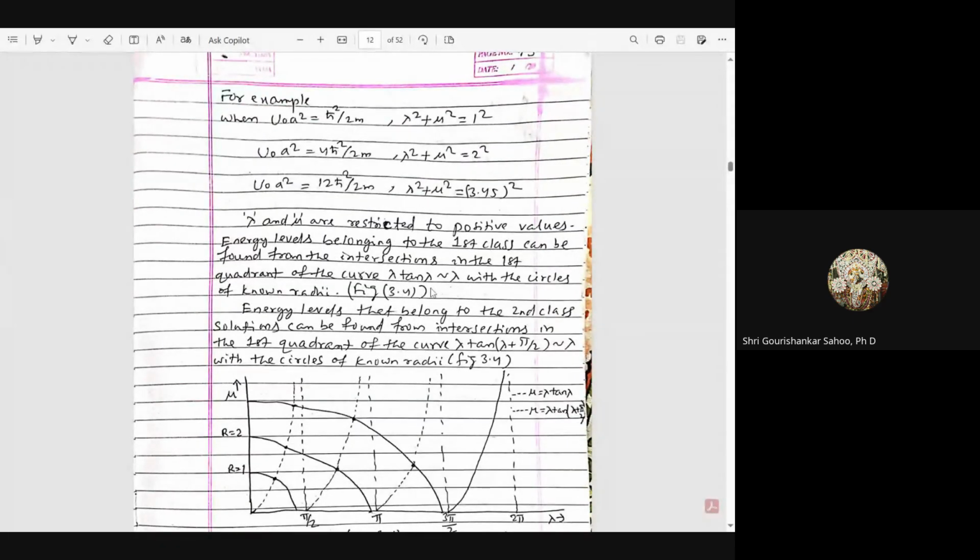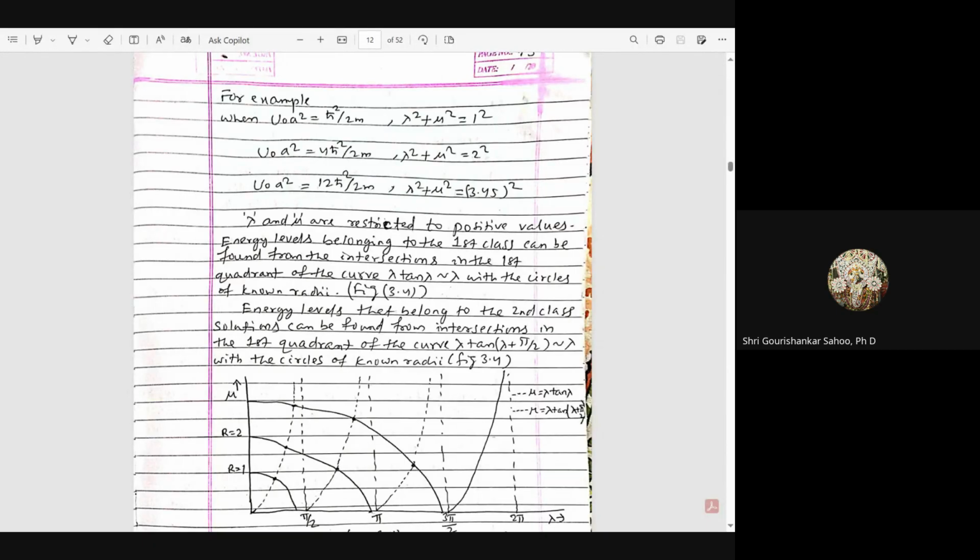You can see u0 a square is equal to ħ square by 2m, lambda square plus mu square is equal to 1 square; u0 a square is equal to 4ħ square by 2m, lambda square plus mu square is equal to 2 square; u0 a square is equal to 12ħ square by 2m, lambda square plus mu square is equal to 3.45 square. And lambda and mu are restricted to positive values.